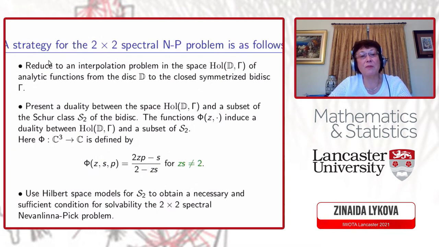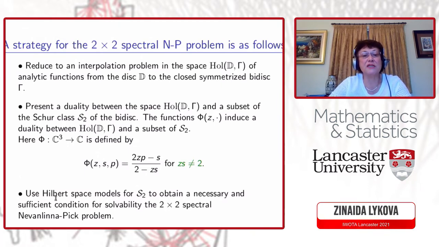We can reduce, by the previous theorem, the spectral Nevanlinna-Pick problem to an interpolation problem from the disk D to gamma, on holomorphic functions, analytic functions to the closed symmetrized bidisk. We present the duality between the space of holomorphic functions and the Schur class of the bidisk. And the function capital phi defined this way here proved to be extremely useful, and it describes points on gamma, and we can construct the duality between this space and this space.